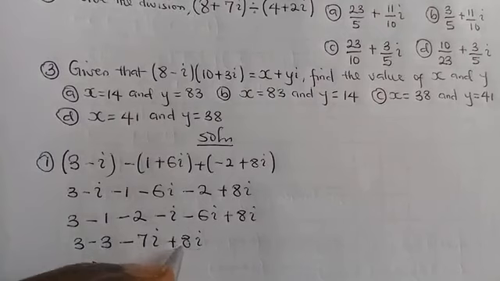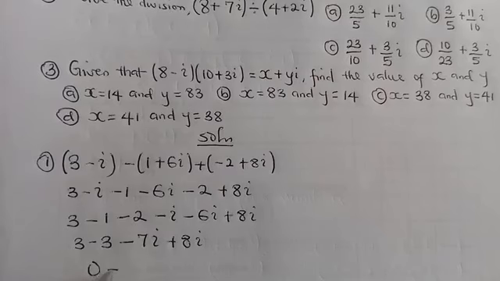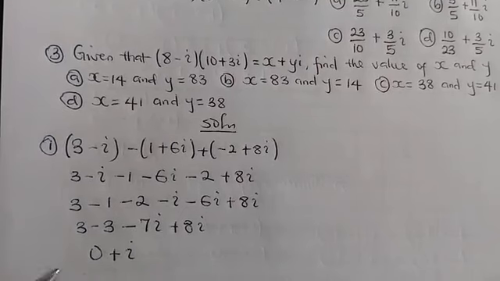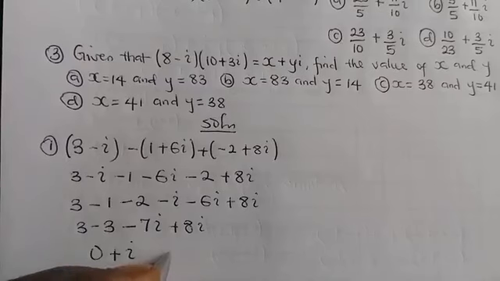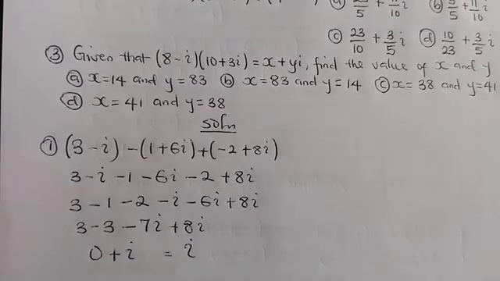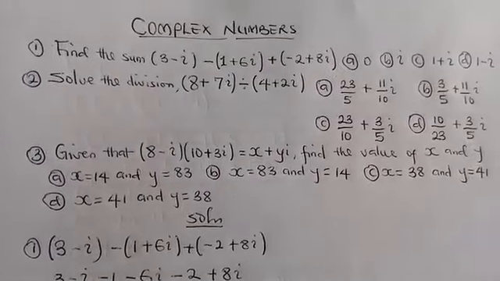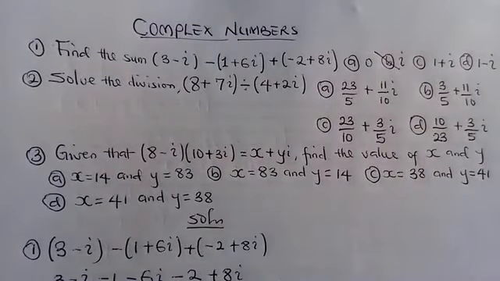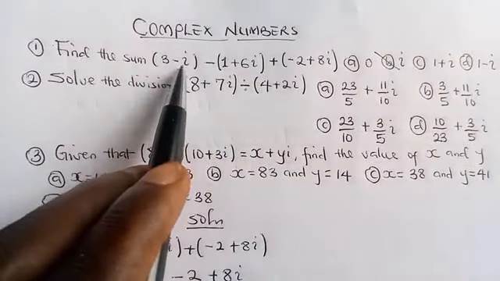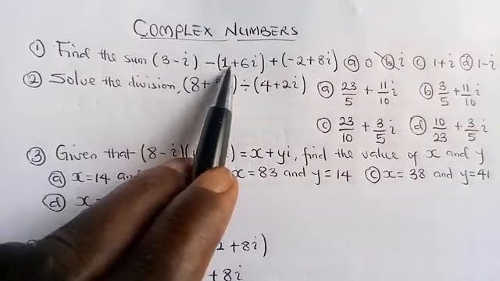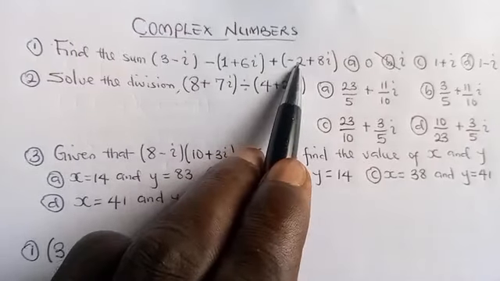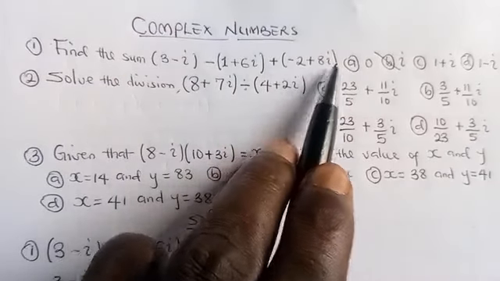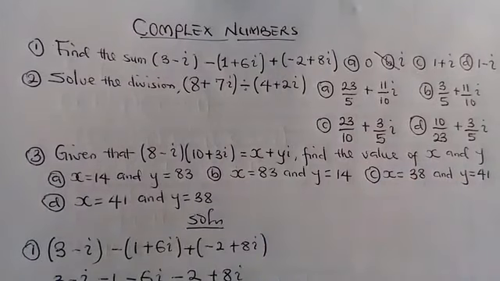Then minus 7i plus 8i is equal to plus i. So 0 plus i is equal to i. So for this first question, option B is the correct answer. 3 minus i, minus 1 plus 6i, plus minus 2 plus 8i is equal to i.